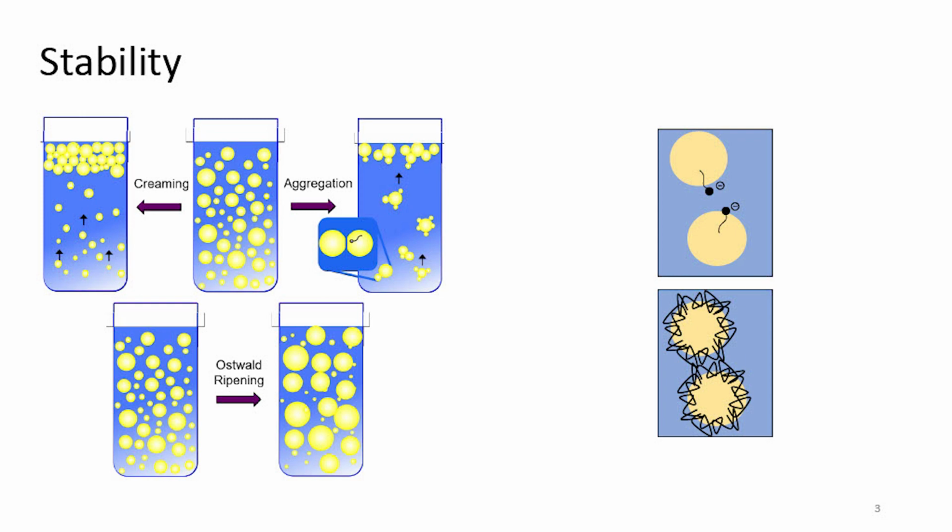Another phenomenon that can occur is flocculation, and that is when droplets will come together to try to reach a more thermodynamically stable state and try to get larger. Then on the bottom, you can see there is Ostwald ripening, which occurs through diffusion. So the droplets and particles don't have to touch for this to occur. What happens is the droplets will get larger at the smaller droplets' expense.